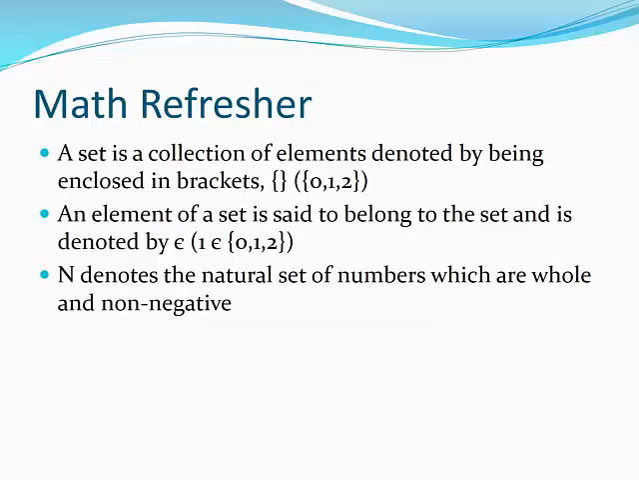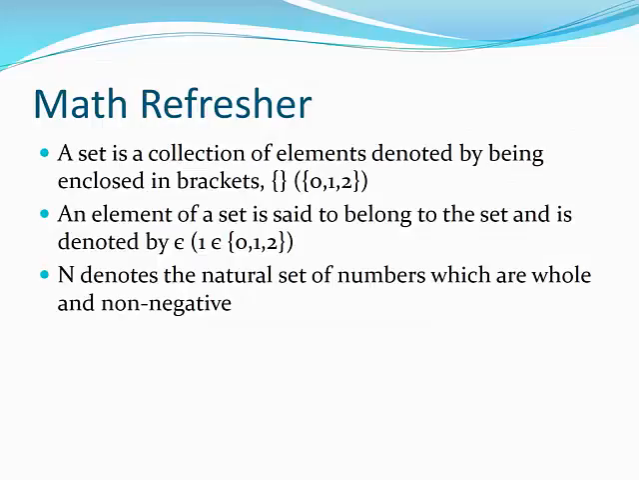A set is a collection of elements denoted by being enclosed in brackets. Anytime we see numbers inside of brackets, like you see on the first bullet point, it represents a set of numbers. We can also use ellipses in place of the numbers to show that the set continues in the same direction. An element is any single part of a set.